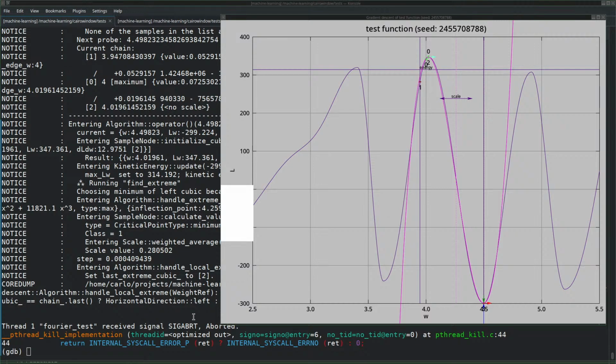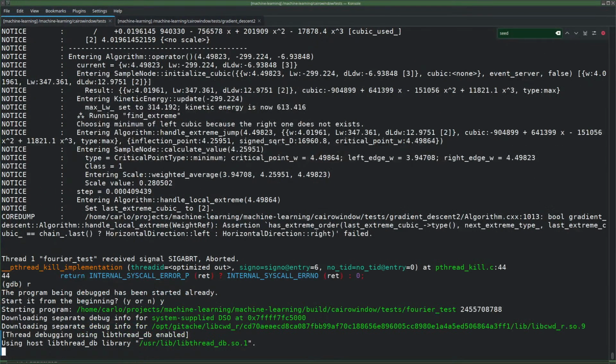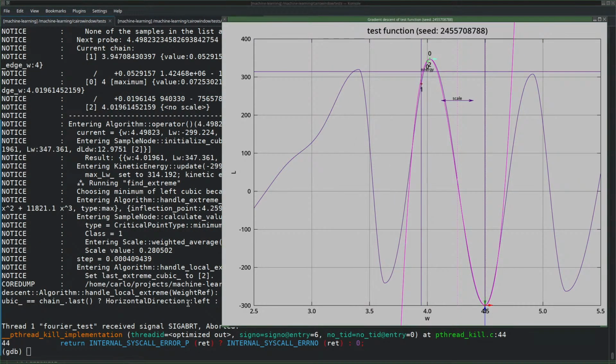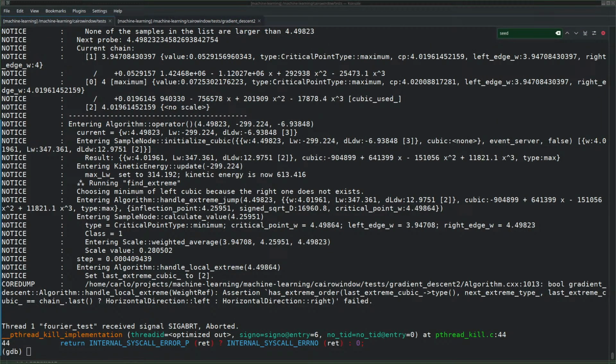Including the assert. Just run it again. So 0, 1, 2, and we found it, and crash. What is the reason? Yep, it even thought it was a local extreme as well.